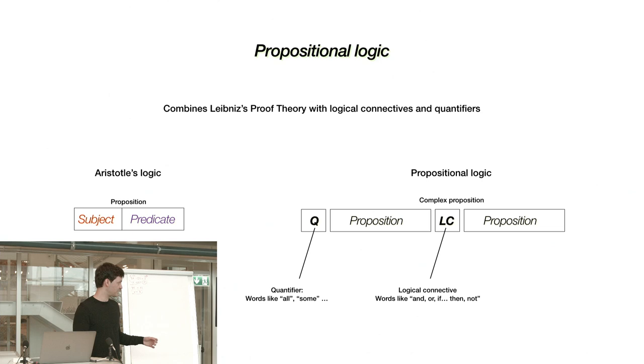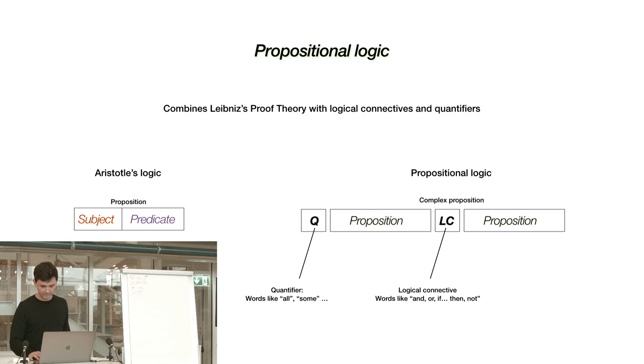He introduced them and he says, okay, now we have a whole proposition, like the one on the left, Socrates is mortal. And let's combine these with these connectives and quantifiers, and let's try to create more complex propositions. So, how did he do it?